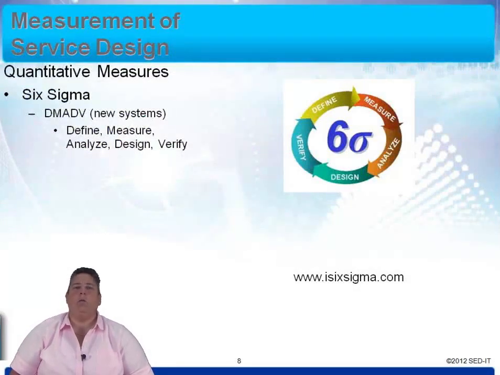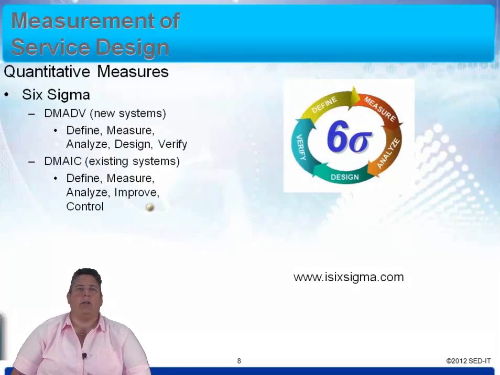The second quantitative measure is Six Sigma. We have two sets of activities that will fulfill the Six Sigma philosophy. First, we have DMADV, which is applied to new systems and includes the activities of define, measure, analyze, design, and then verify. The second structure is DMAIC, which is define, measure, analyze, improve, and then control. DMAIC is used for existing systems.